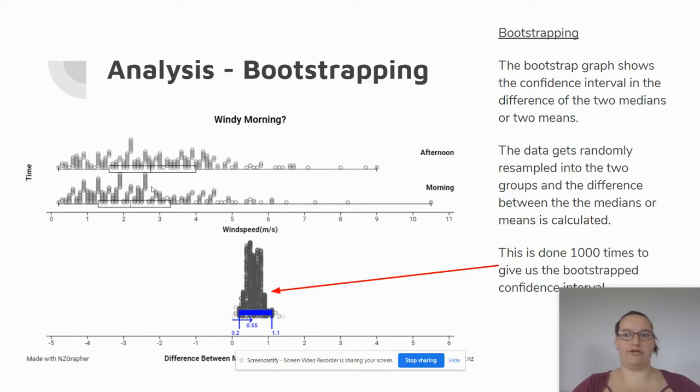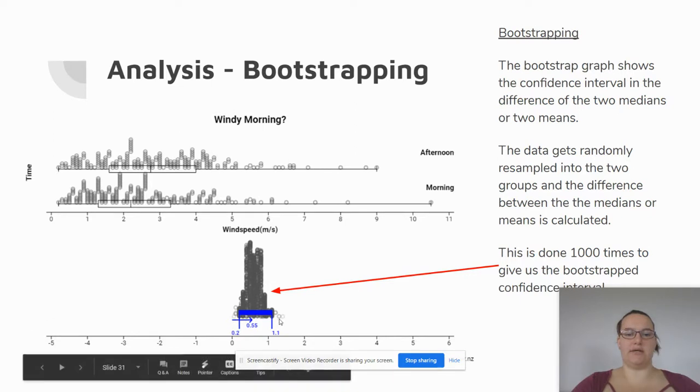But what if we took another sample? What if we had other data? What would it look like then? So what bootstrapping does is it randomly resamples the two groups, and the difference between the medians or the means are calculated. It does this 1,000 times. Every single one of these little dots is a resample, 1,000 resamples to give us this confidence interval.